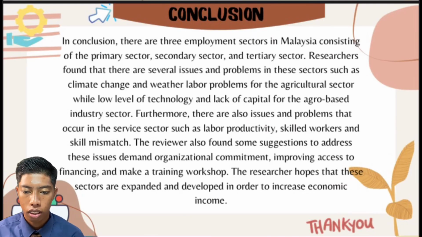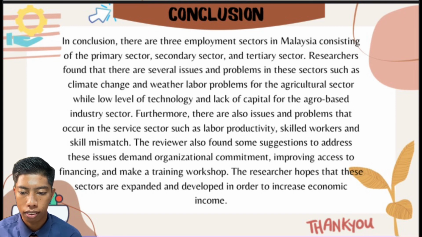In conclusion, there are three sectors in Malaysia consisting of the primary sector, secondary sector, and tertiary sector. Research found that there are several issues and problems in these sectors such as climate change and labor problem for the agriculture sector, low level of technology and lack of capital for the agro-based industry sector. Furthermore, there are also issues and problems that occur in the service sector such as labor productivity, skilled worker, and skill mismatch. The review found some suggestions to address these issues.